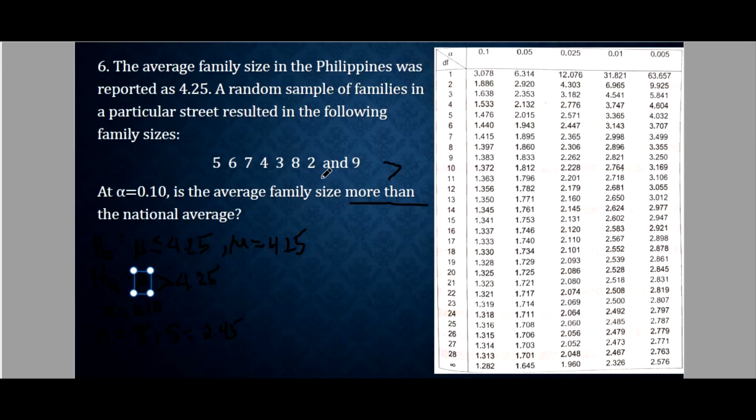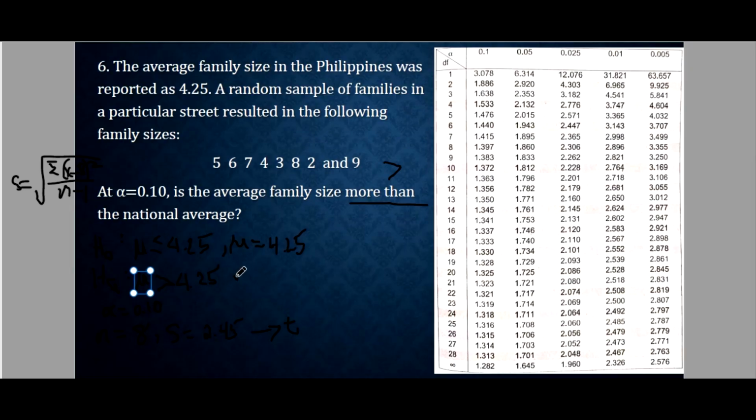The S here is 2.45. You may use the equation: the sample standard deviation is the square root of the sum of x minus x bar, the quantity squared, divided by n minus 1, since this is a sample. So you may recheck that S is 2.45. Now we have n equals 8 and the sample standard deviation is given, so this is a t-test.